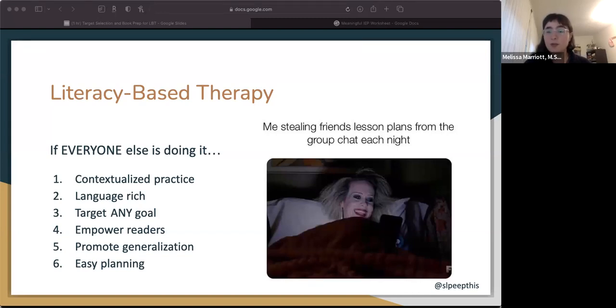You spend the first couple years in school learning to read, and then the whole rest of your academic career reading to learn, right? And your current academics are a testament to that, right? How much reading do you have to do in order to learn in your graduate program? Probably a lot. So by that logic, all school-based SLPs should have a significant focus on literacy.